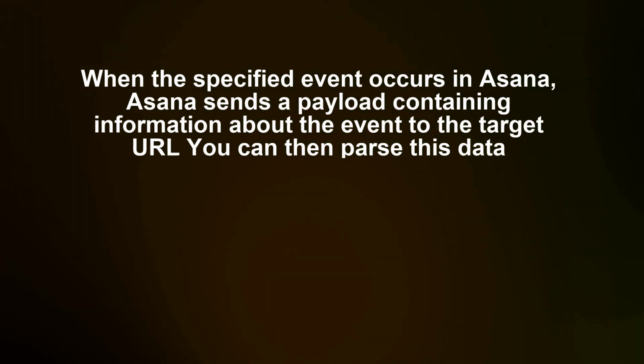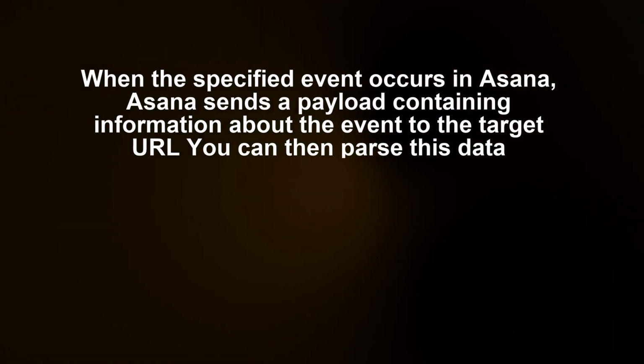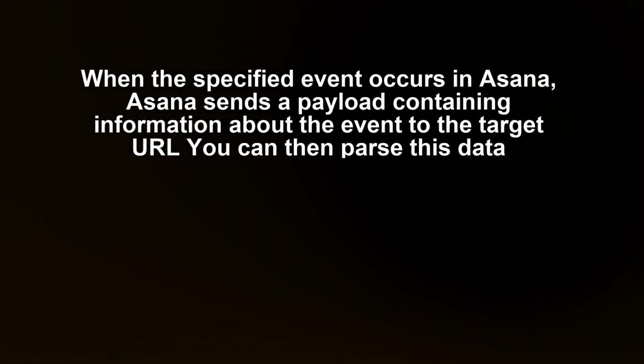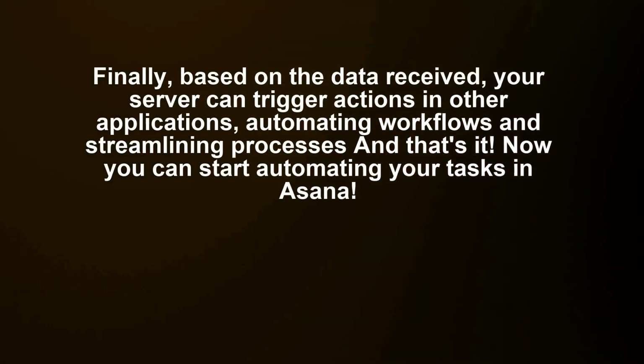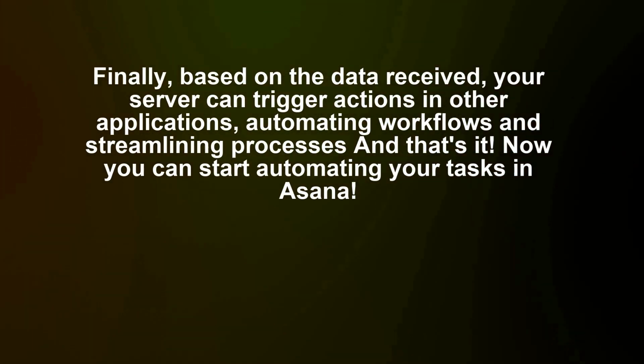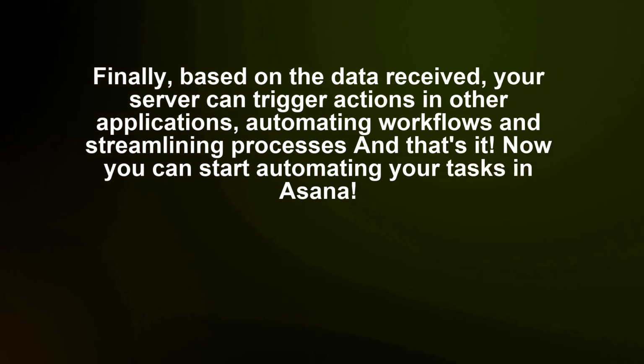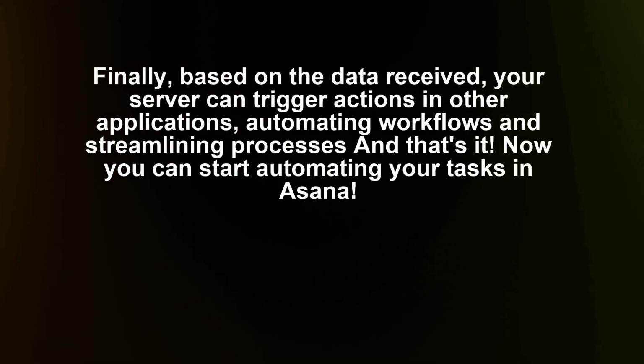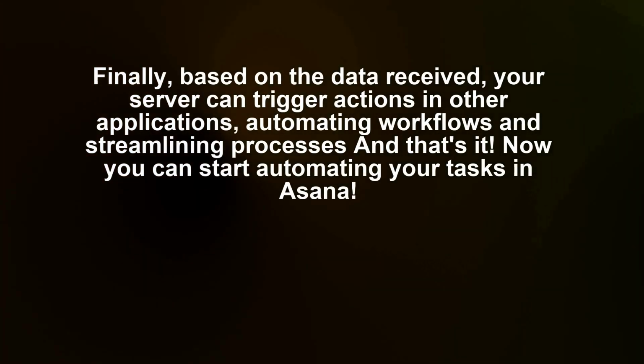When the specified event occurs in Asana, Asana sends a payload containing information about the event to the target URL. You can then parse this data. Finally, based on the data received, your server can trigger actions in other applications, automating workflows and streamlining processes, and that's it. Now you can start automating your tasks in Asana.